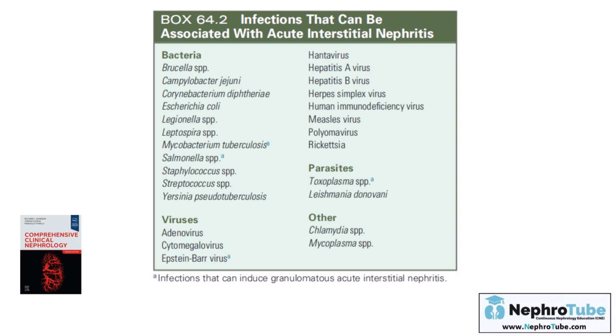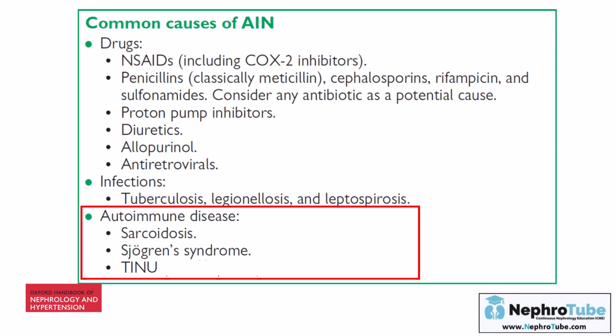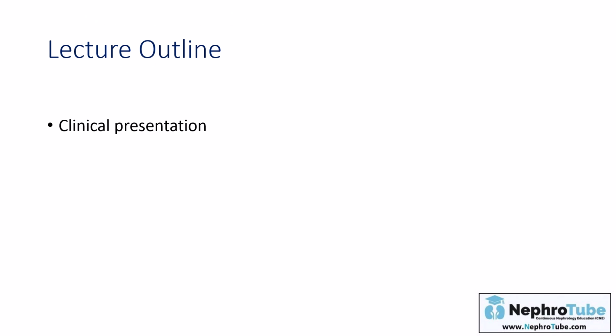Not only drugs can cause acute interstitial nephritis, but also infections. There is a big list of infections that can cause it. Some of them may cause granulomatous acute interstitial nephritis, such as TB, Salmonella, Toxoplasma, and Epstein-Barr virus. And for sure, we must not forget autoimmune diseases that cause acute interstitial nephritis, such as sarcoidosis, Sjögren's syndrome, and TINU. TINU is an abbreviation for tubulointerstitial nephritis and uveitis, and I will talk about it in detail at the end of this lecture.